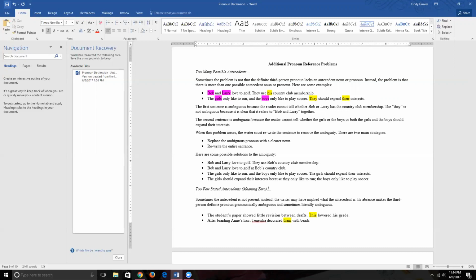Let's look at these. Here we have, the student's paper showed little revision between drafts. This lowered his grade. Well, there is no antecedent noun here. I mean, we have the noun paper here, so that would be a possibility. We have the word drafts. That could be a possibility, but we have this instead of these. Actually, we have the word revision here, so that's another possibility. So since we're saying this instead of these, we know that drafts isn't going to be it, so I'm going to remove it from consideration. So now we have paper and revision.